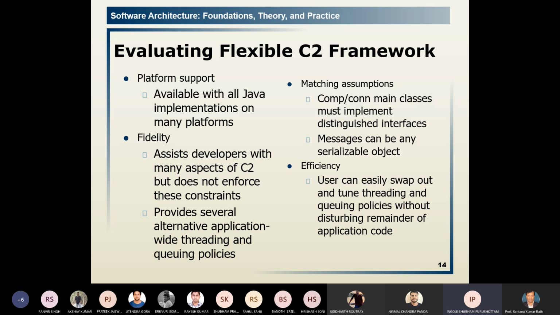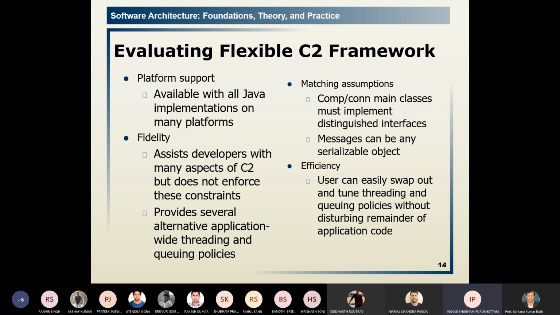And third is matching assumptions. Component and connector main classes must implement distinguished interfaces. In the previous lightweight framework, we saw inheritance from abstract classes, but here it is distinguished interfaces. And a message can be any serializable object. So this is the assumption.